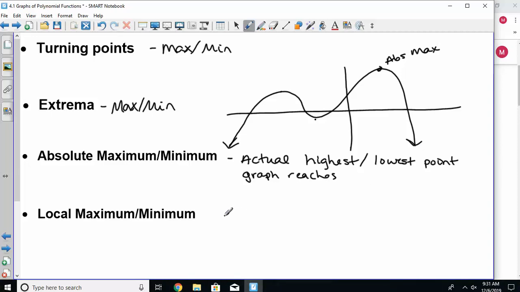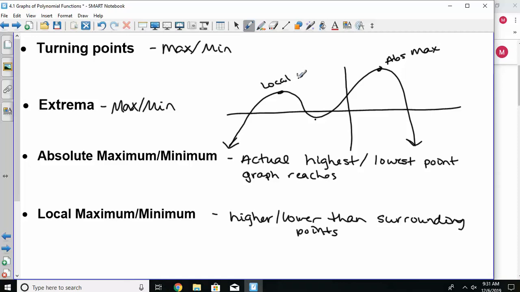Okay, local maxes and mins are just higher or lower than the surrounding points. So this graph would have 2 local maxes. This is a local max because it's higher than those around it. This one would also count as a local max because it's higher than those around. How many local mins do we have? Only 1.